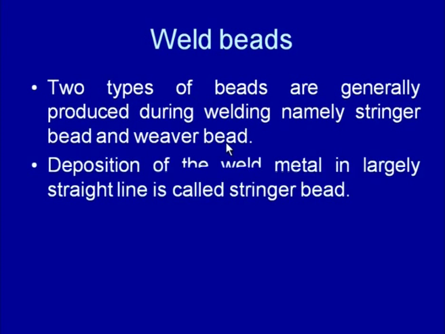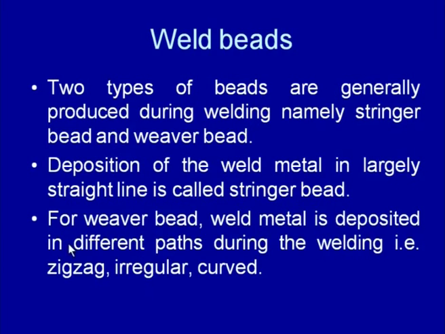The stringer bead is one when weld metal is largely deposited in a straight line, then we call it a stringer bead. And a weaver bead is deposited when the weld metal is deposited using different paths during the welding. These are very zigzag, irregular or curved shapes. So, to show this we will be using this schematic diagram to show the different ways through which metal can be deposited.